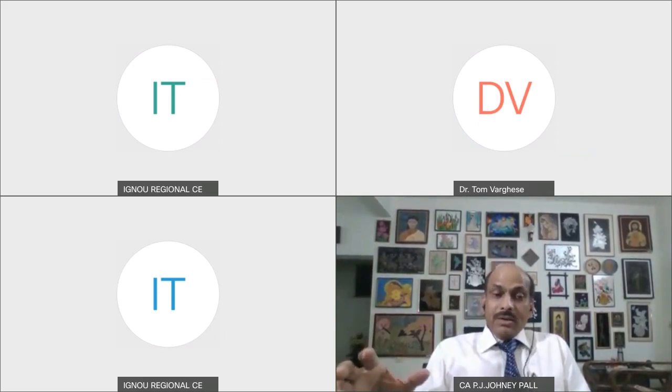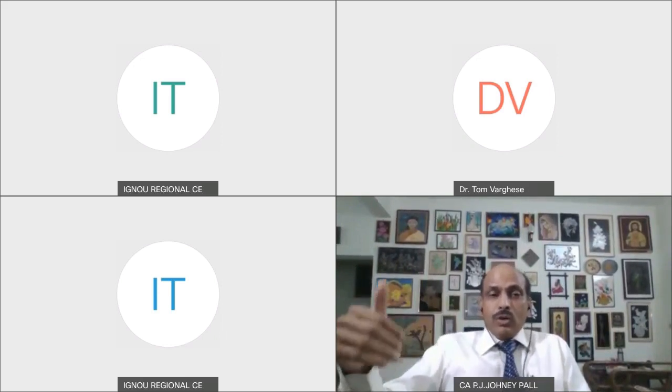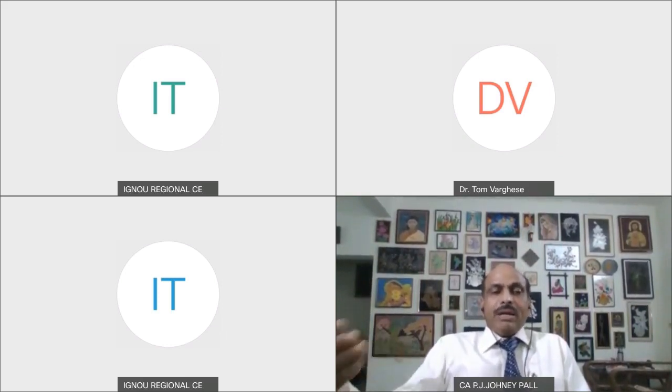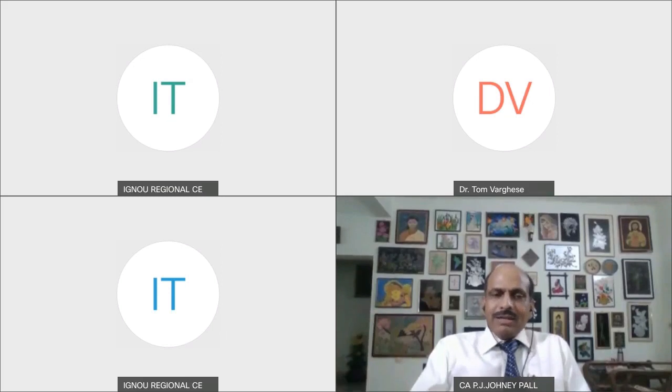But if you don't know the analysis of the balance sheet, if you don't know the analysis of the profit and loss account, it is very difficult for you to take a decision. It is very difficult for you to know the financial position. Therefore, understanding the balance sheet is very, very important.